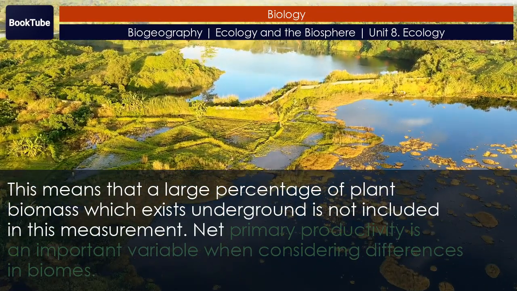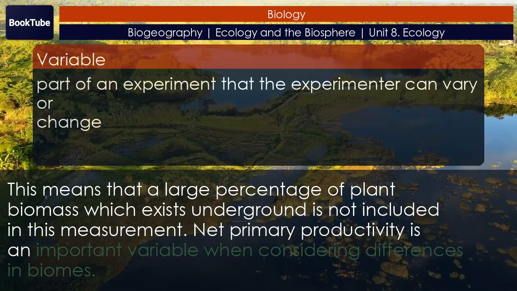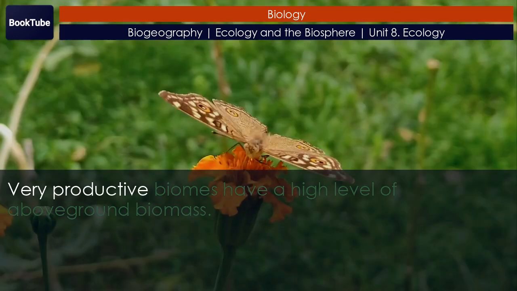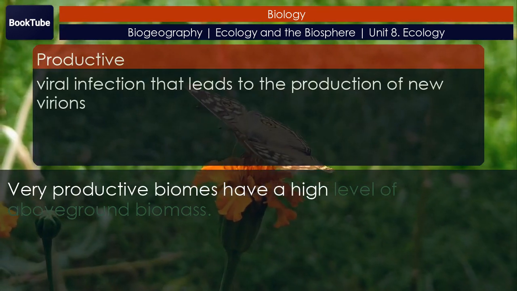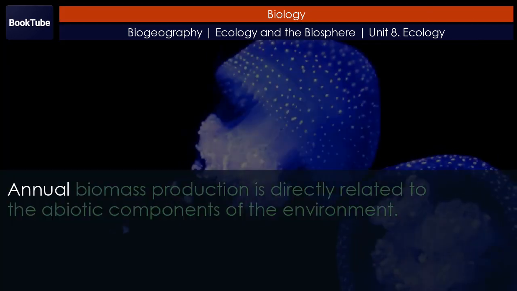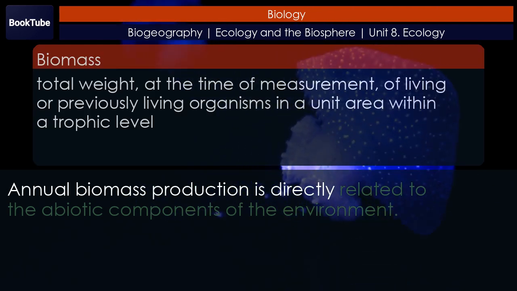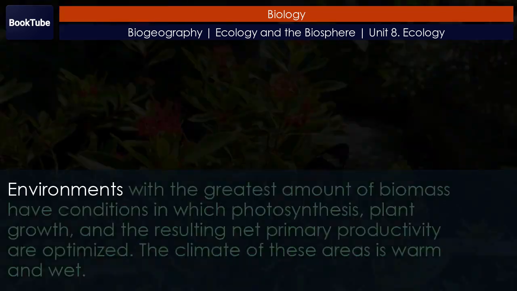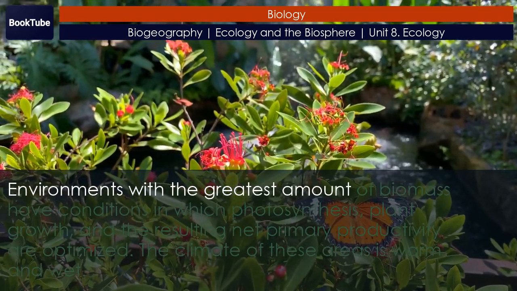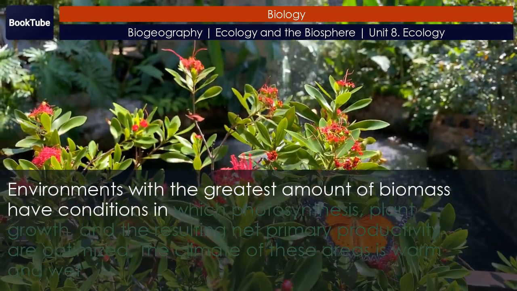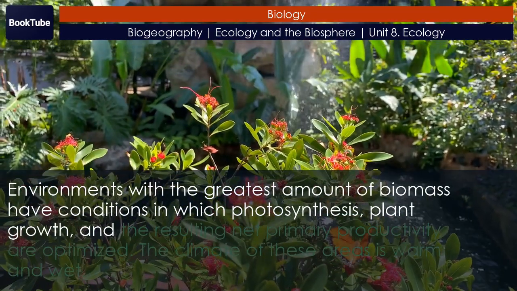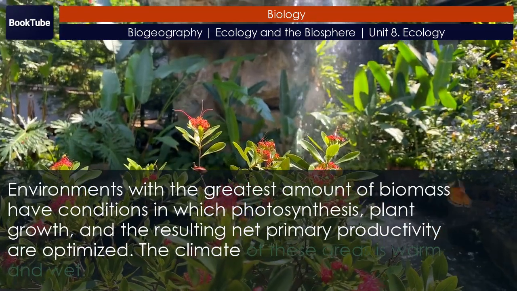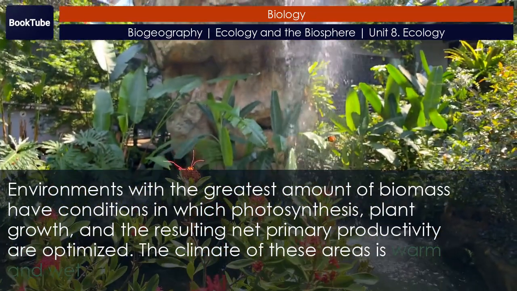Net primary productivity is an important variable when considering differences in biomes. Very productive biomes have a high level of above-ground biomass. Annual biomass production is directly related to the abiotic components of the environment. Environments with the greatest amount of biomass have conditions in which photosynthesis, plant growth, and the resulting net primary productivity are optimized. The climate of these areas is warm and wet.